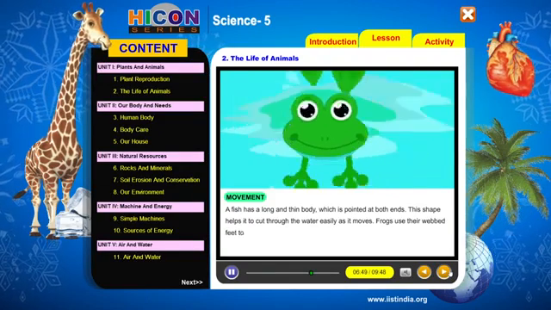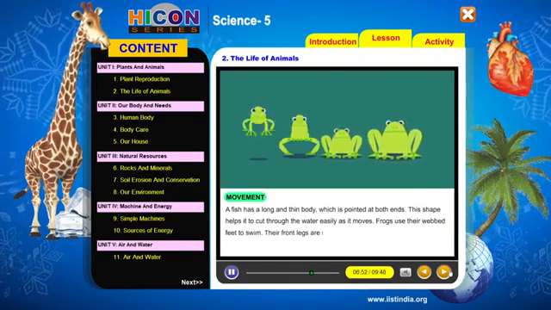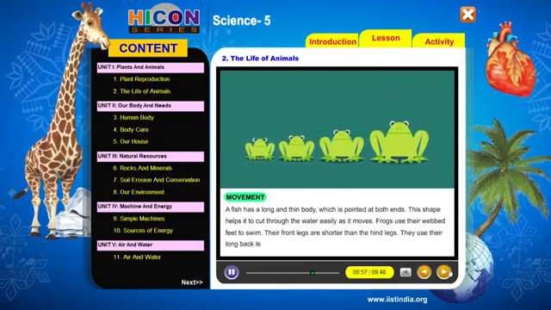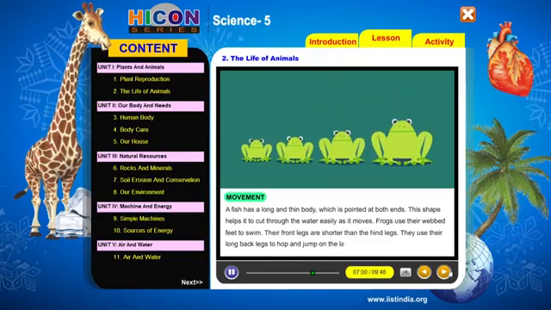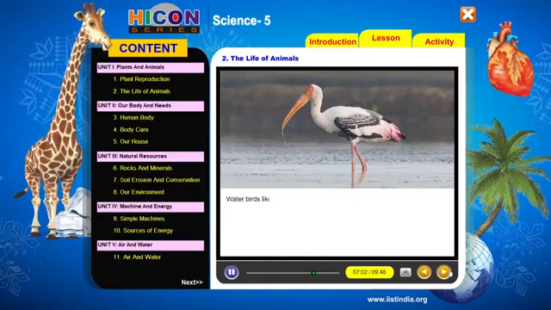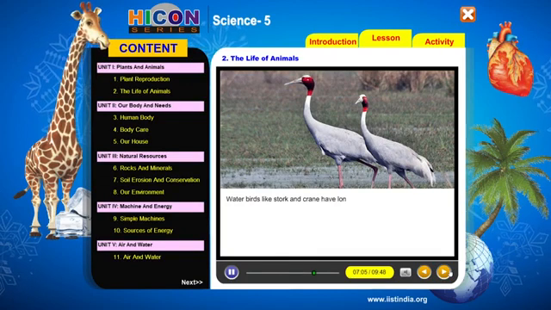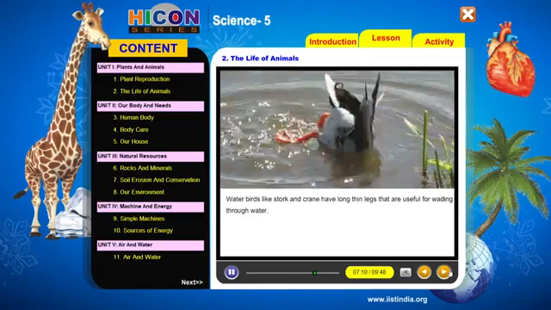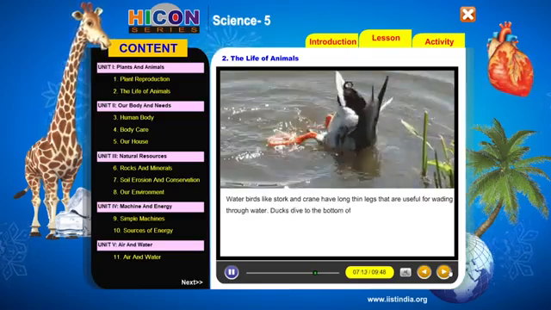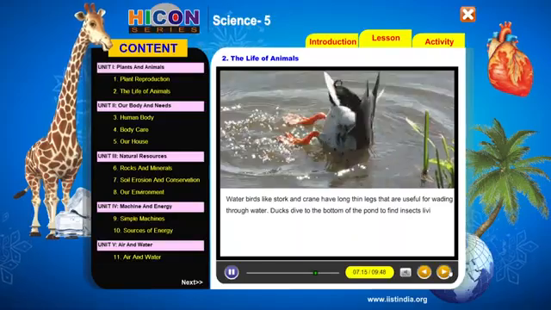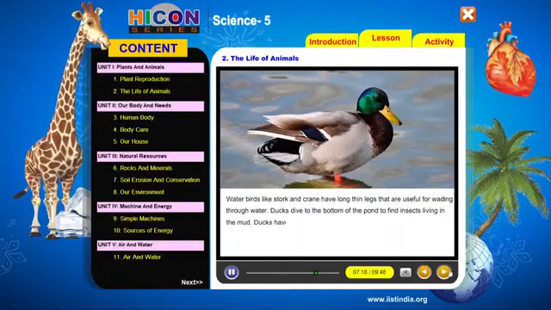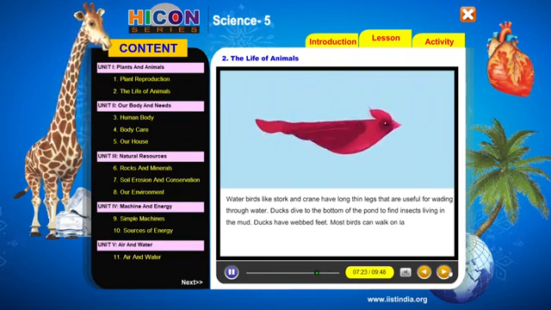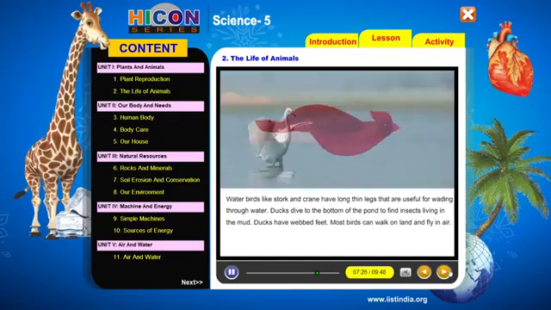Frogs use their webbed feet to swim. Their front legs are shorter than the hind legs. They use their long back legs to hop and jump on the land. Water birds like stork and crane have long, thin legs that are useful for wading through water. Ducks dive to the bottom of the pond to find insects living in the mud. Ducks have webbed feet. Most birds can walk on land and fly in air.